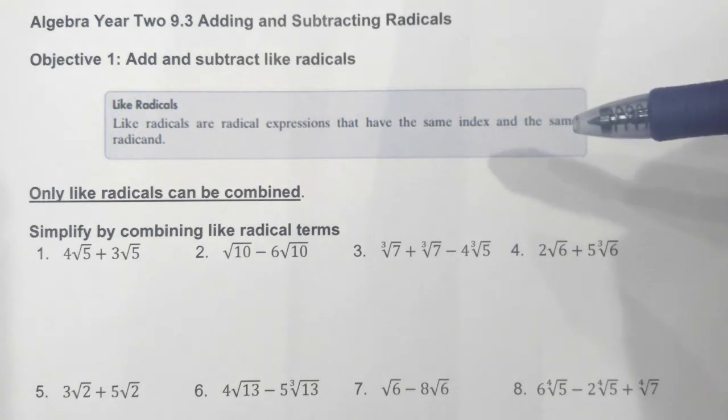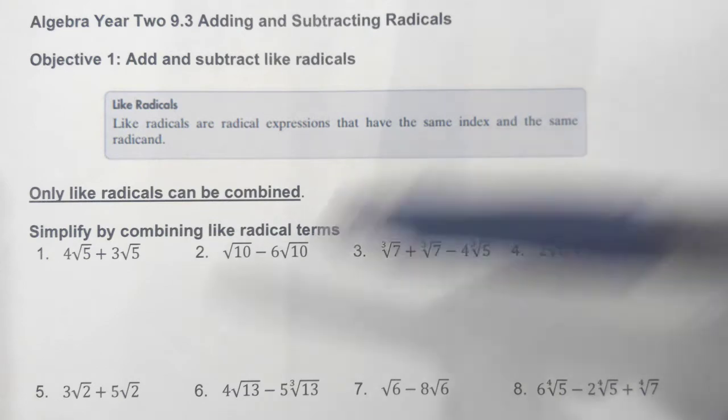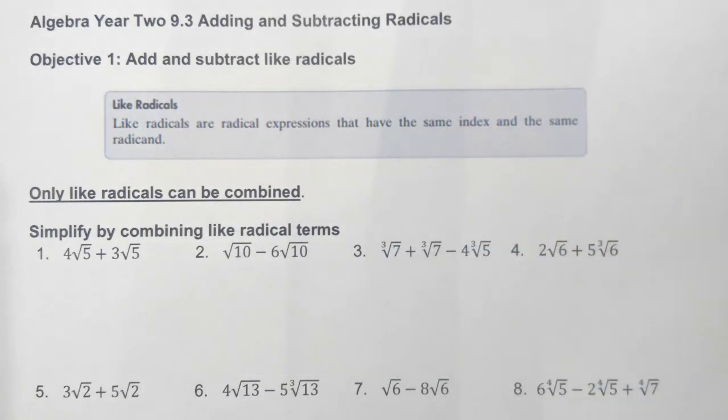For them to be like radicals, they have to have the same index and the same radicand. So the number inside of the radical has to be the same, and the index has to be the same. So you kind of think of them like x's.